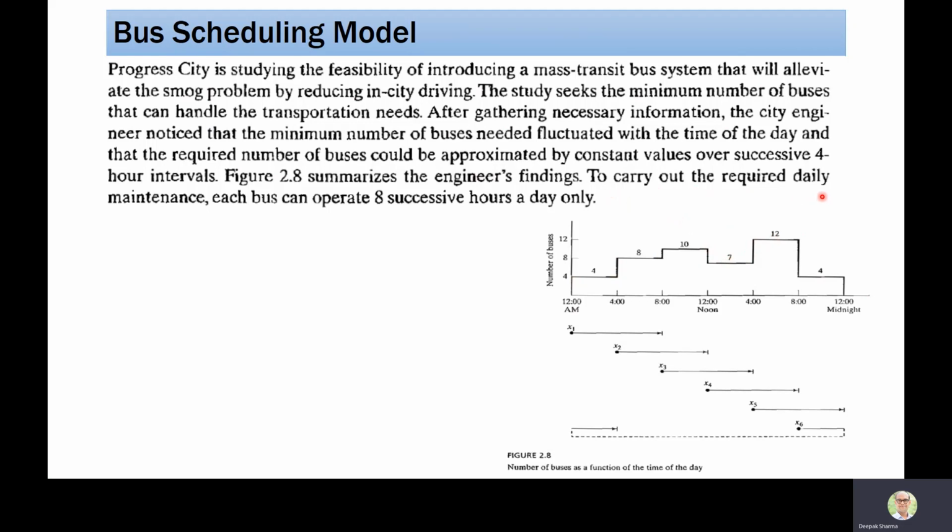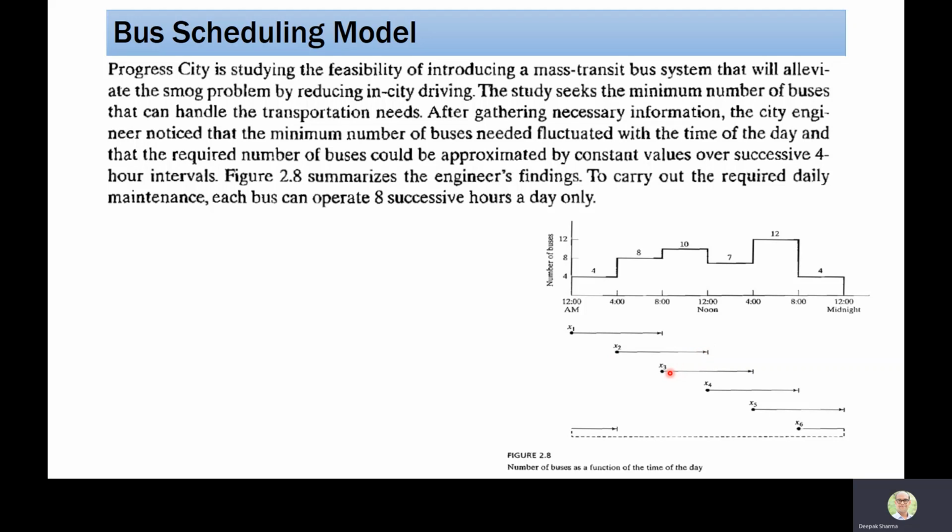Now to carry out the required daily maintenance, each bus can operate 8 successive hours, meaning that when we start a bus, it can run for 8 hours continuously. So let us take that some buses are starting at 12 midnight. If they start at 12 midnight, they will be running till 8. Then after 4 hours, another set of buses starts, say x2, and it will run till 12, because a bus can run up to 8 hours.